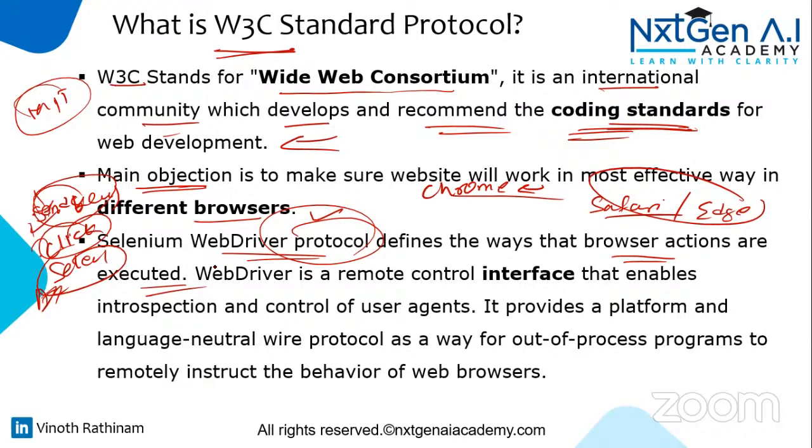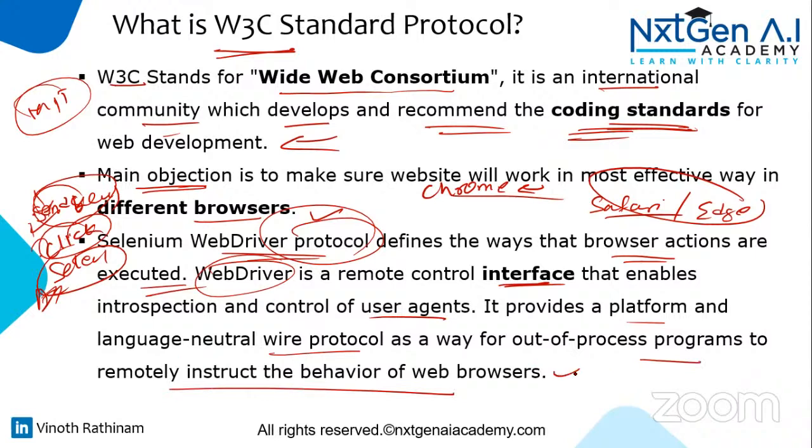That's the main objective. So here, this Selenium WebDriver protocol, what is that? It is an interface. It will go through that interface only and communicate with what they call the agent, nothing but each browser, to launch the application, close the application, move from one page to another. A lot of activities are there, right? Everything is done through this WebDriver interface. And it is a platform and language neutral wire protocol as a way for out-of-process programs to remain.